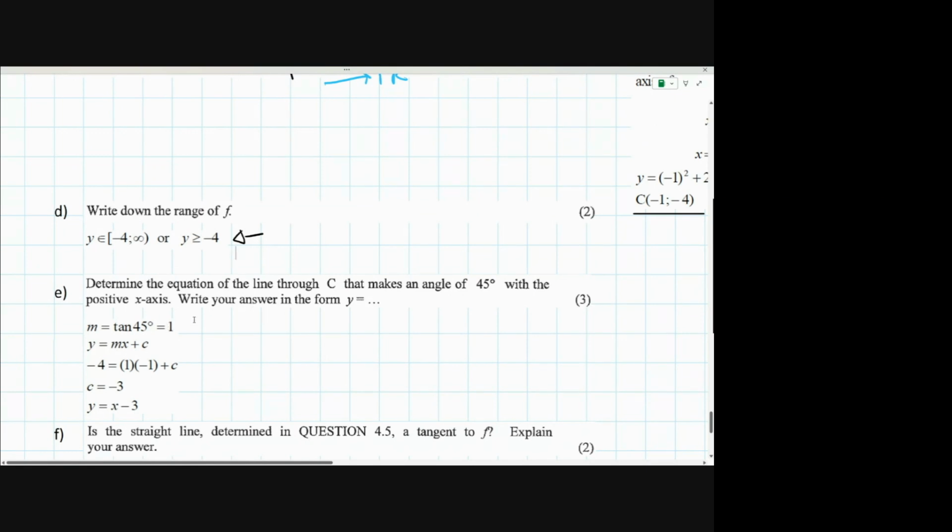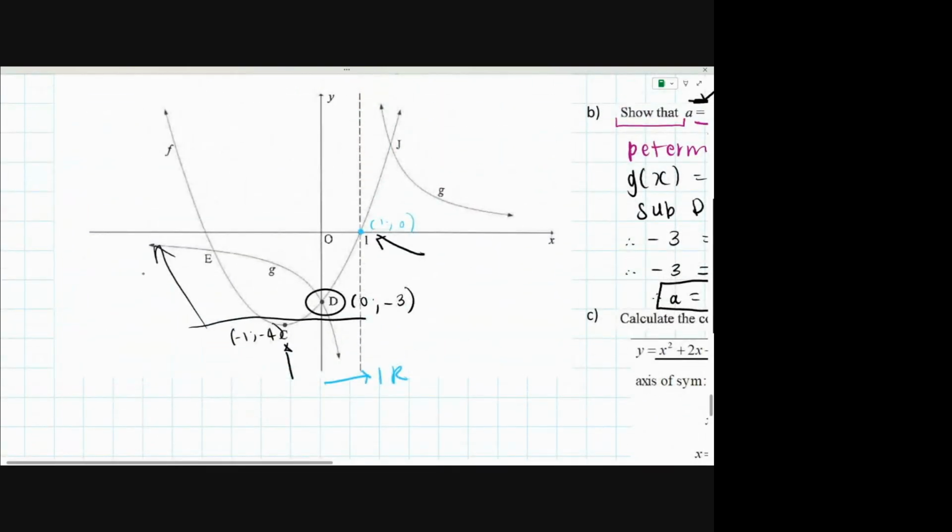E asked you to determine the equation of the line through C that makes a 45-degree angle with the positive x-axis. We'll get to that now. If we have a look at what that line would look like, I'm just going to take off some of these scribbles here. It's a line that has to pass through C and then make a 45-degree angle with your axis. Now, obviously, this is not necessarily drawn to scale, but I'm going to do my best. So it would be a straight line, something like that, through C.